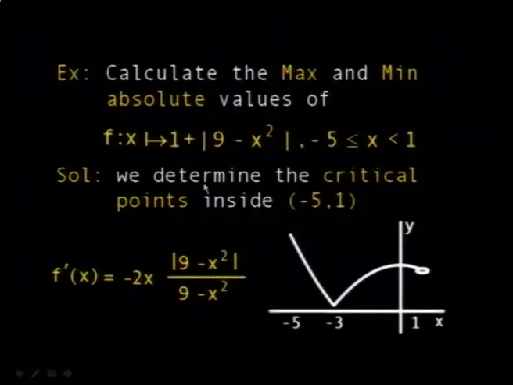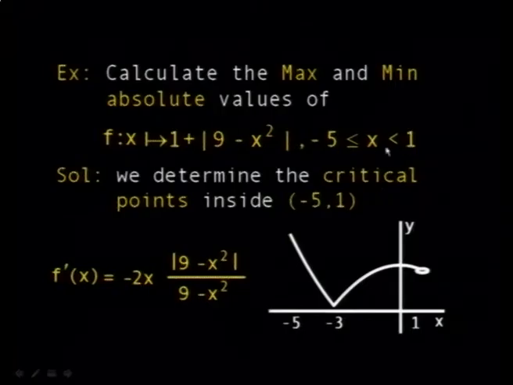This is another example here. You have a function like this one, and it's nice because we restricted the interval to be less than 1 and greater than or equal to -5. So here we have from one side 1, you have to check the limit, and from the other side you have to check the endpoints. So first of all, we determine the derivative, and directly here you can check the critical points.